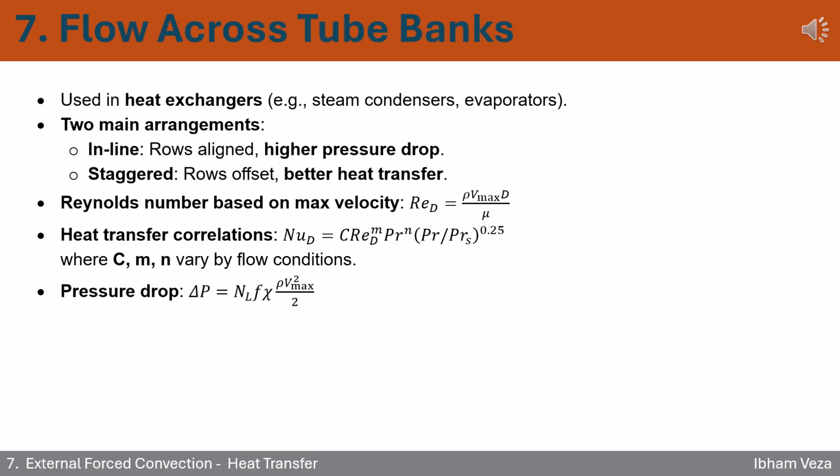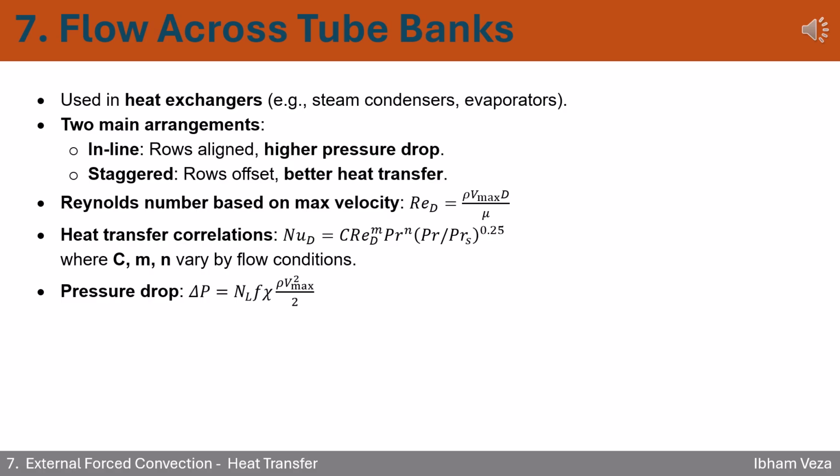In-line arrangements, where tubes line up, cause more pressure drop, but are easier to manufacture. Staggered arrangements offset the rows, which promotes better mixing and improves heat transfer. For calculations, we use the Reynolds number based on the maximum velocity between tubes. It captures how fast the fluid squeezes through tight spaces.